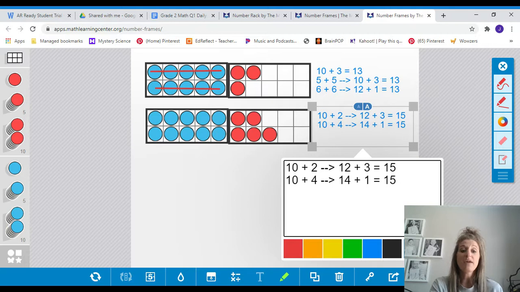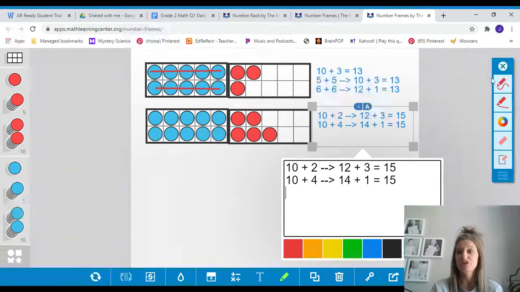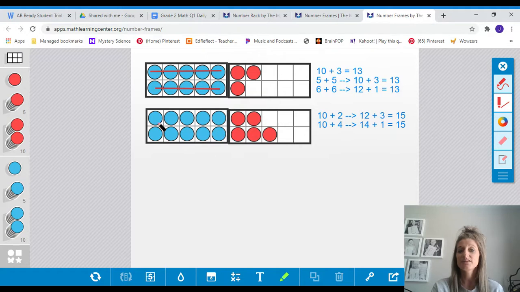So maybe you saw a doubles fact. What doubles fact would I be thinking using this picture right here, this number picture? What's on the top row that's also on the bottom row?